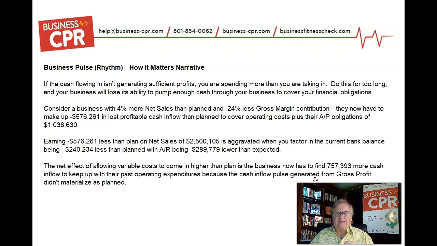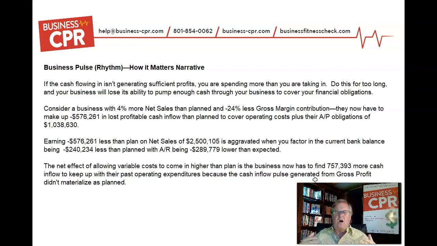So what did that mean? Well, the contribution was less than planned. The bank balance, the beginning bank balance for the month, for the next month is less than planned. AR is less than planned. The good news here is this client's AP was less than planned.